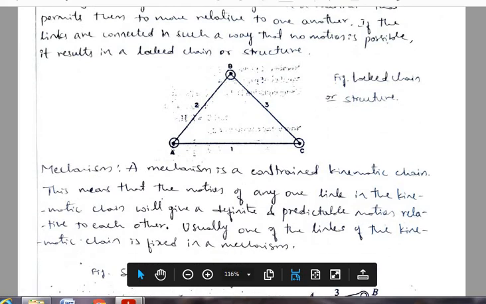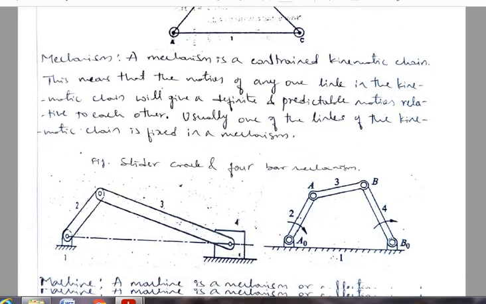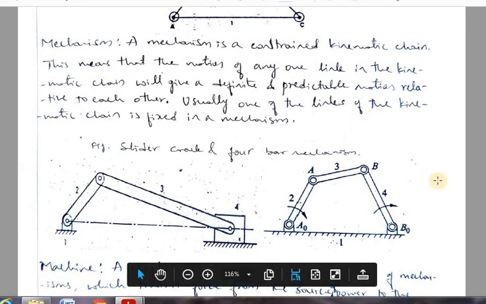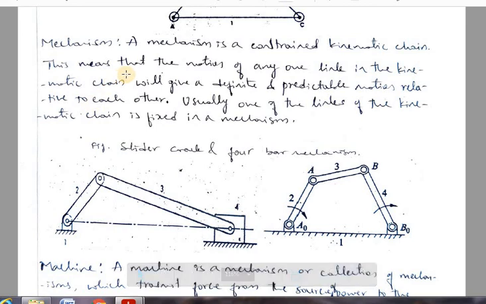So next we have the mechanism. A mechanism is a constrained kinematic chain. This means the motion of any one link in the kinematic chain will give a definite and predictable motion relative to each other.